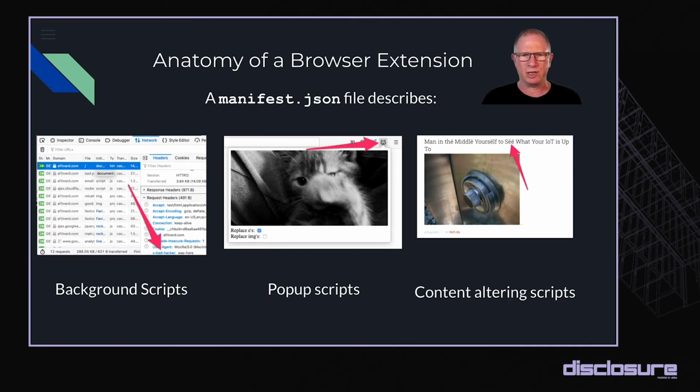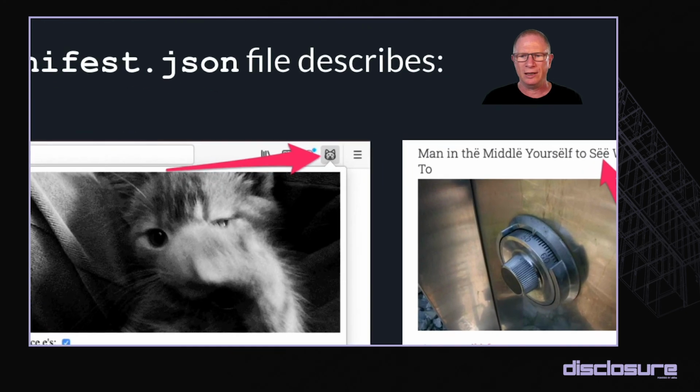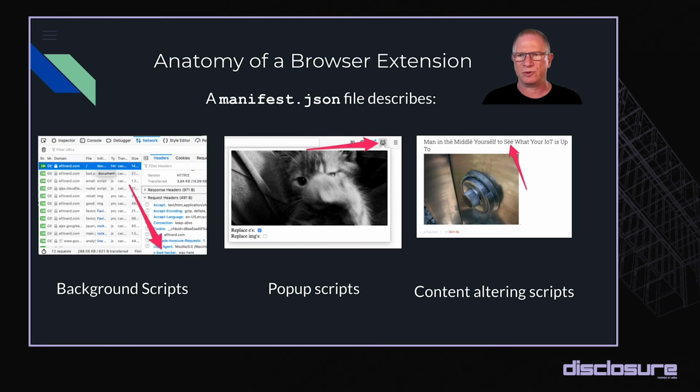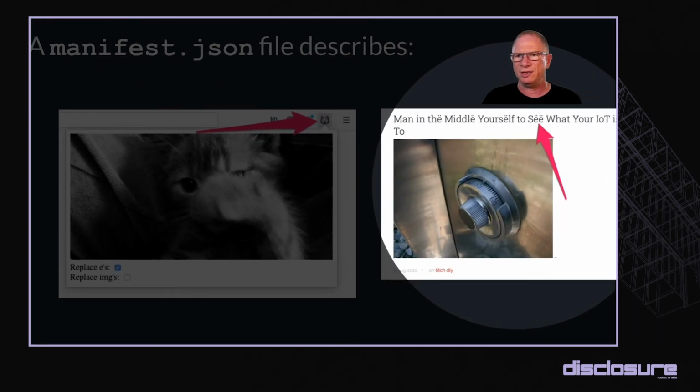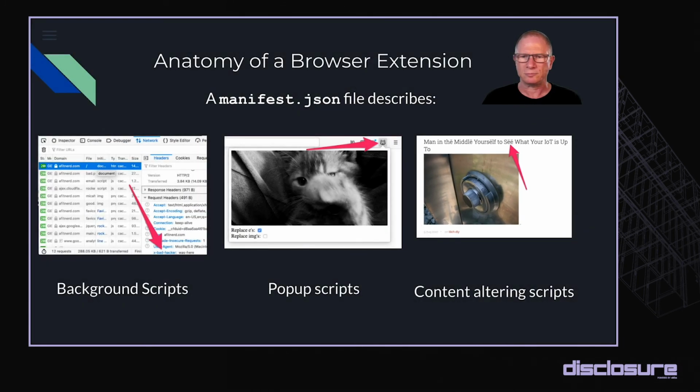There's also pop-up scripts. Those are the user interface for your browser extension. Some browser extensions have a user interface and some don't, but a pop-up script is literally what will pop up when you click the icon for that browser extension. And then you can also have content altering scripts. We're going to see an example where it replaces all of the E's on a page with E's that have an umlaut over them. So you can replace that content in flight and alter the page that was received. And if you don't know what your browser extensions are doing, you might not even realize that a browser extension has altered the page on your behalf.